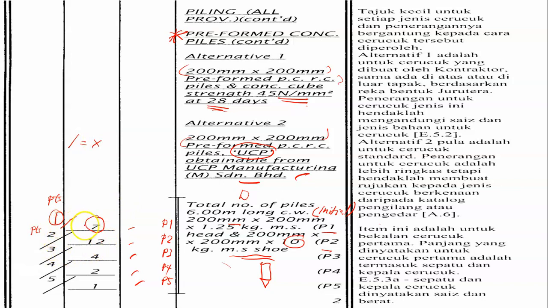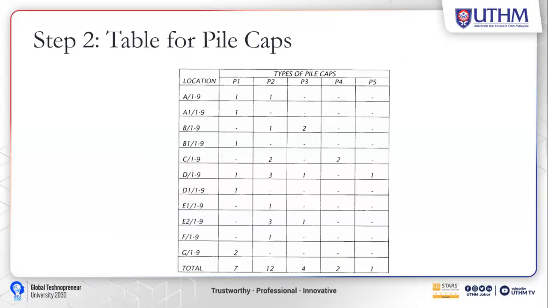So 1 point times 7. And then 2 points. Type 2, we have 2 points, and the number of initial piles to be constructed is 12. For P3 and P4 we have 4 points, times 2 initial piles. We have 5 points for P5. For P5, how many piles do we have here?